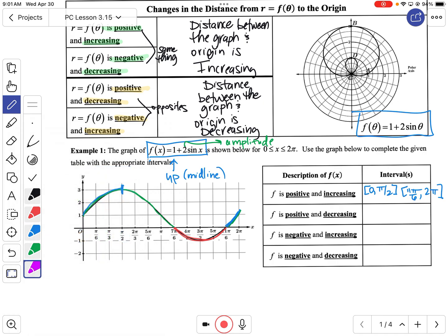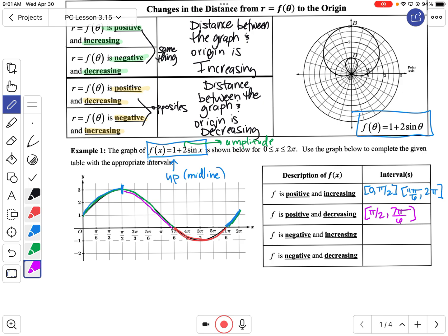Okay, let's talk about where it's positive and decreasing. So where is it green and going down? Right, so green and going down would be from pi over 2 to 7 pi over 6. All right, does that make sense?